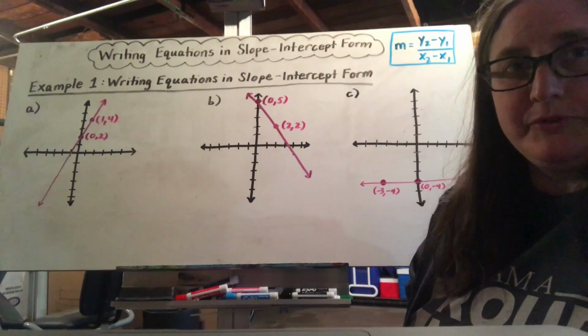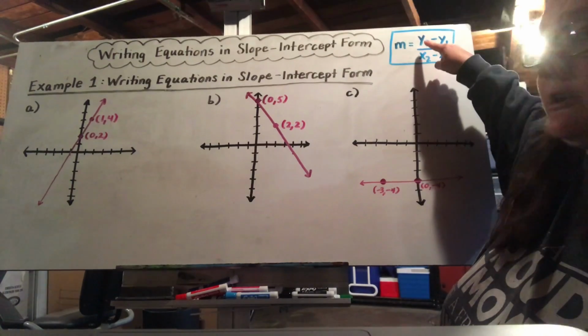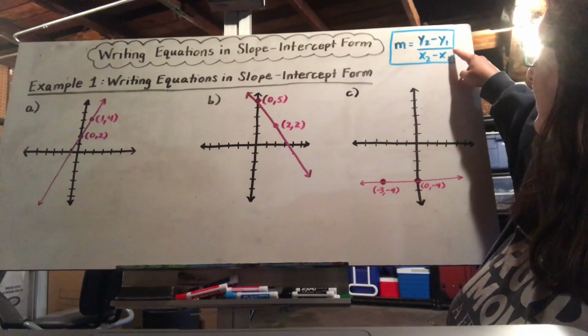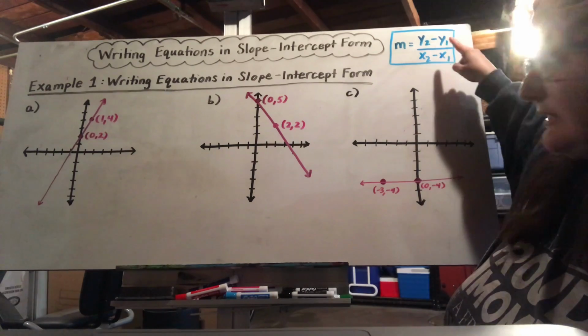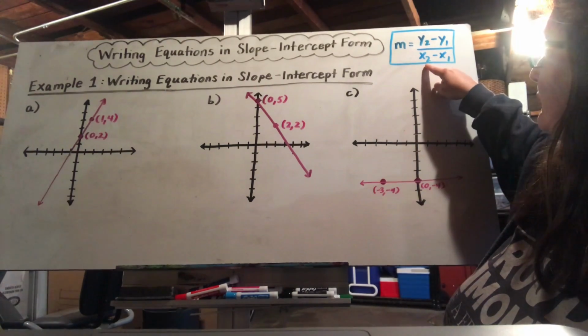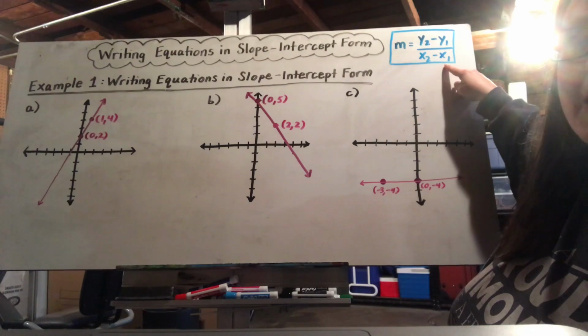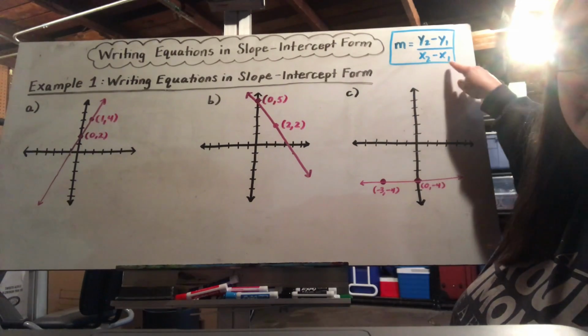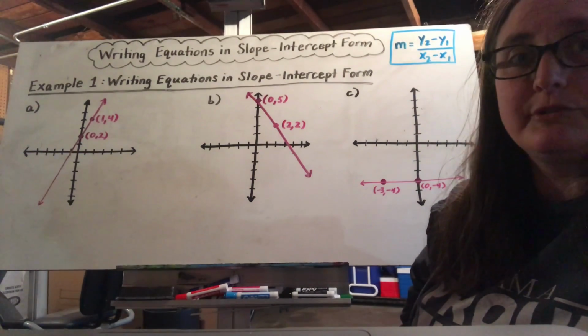Once you've done that, you take the y from point 2 minus the y from point 1. That's going to be your rise. And on the bottom here, you're going to do the x from point 2 minus the x from point 1. That's your run. This is your slope.